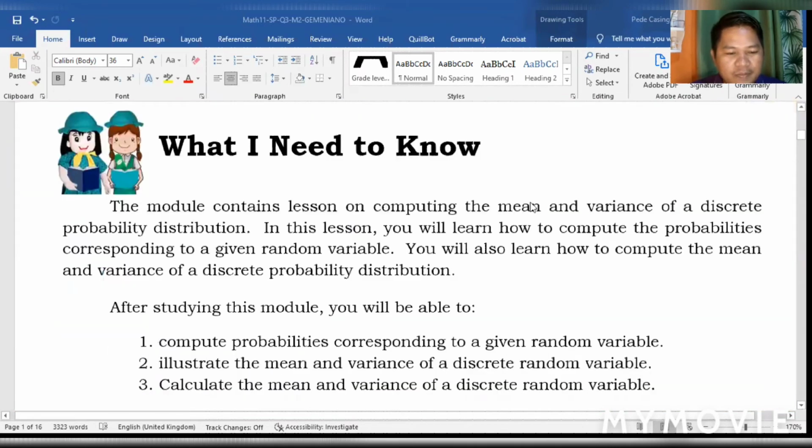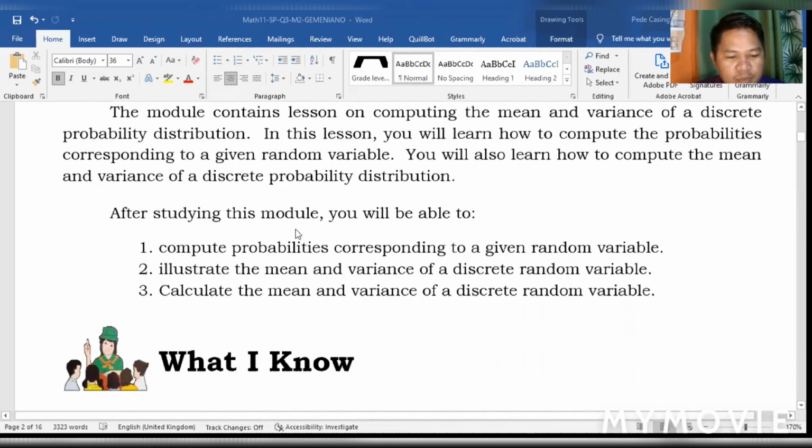So we have here what I need to know. We have the most essential learning competencies. The module contains a lesson on computing the mean and variance of a discrete probability distribution. In this lesson, you will learn how to compute the probabilities corresponding to a given random variable. You will also learn how to compute the mean and variance of a discrete probability distribution.